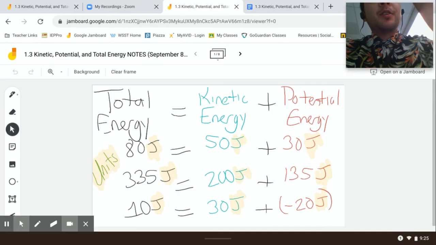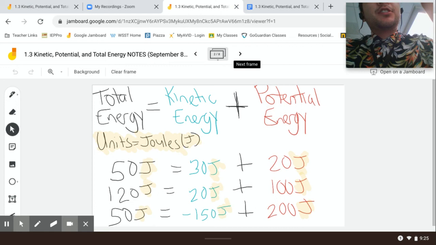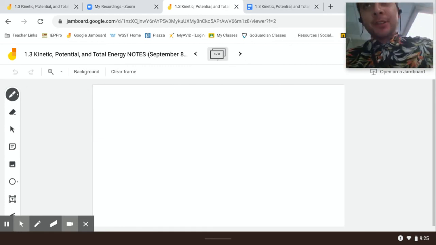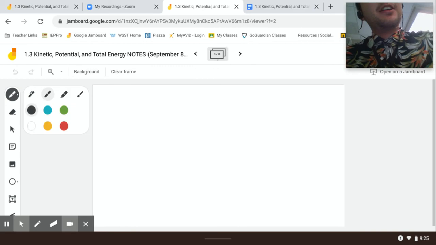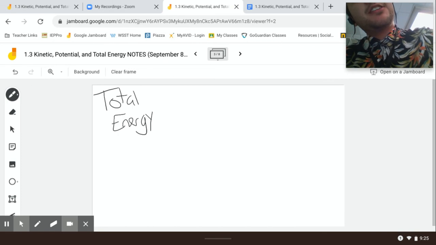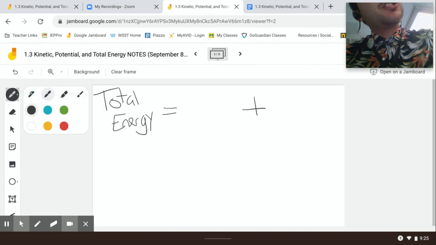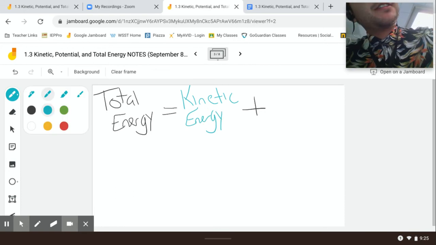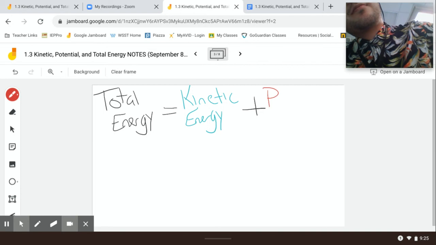So very quickly, here we go. What we went over today on 1.3 is what total energy, kinetic, and potential energy are. Let's start off with total energy. If you read your do now, total energy is potential plus kinetic energy combined. So kinetic energy plus potential energy.